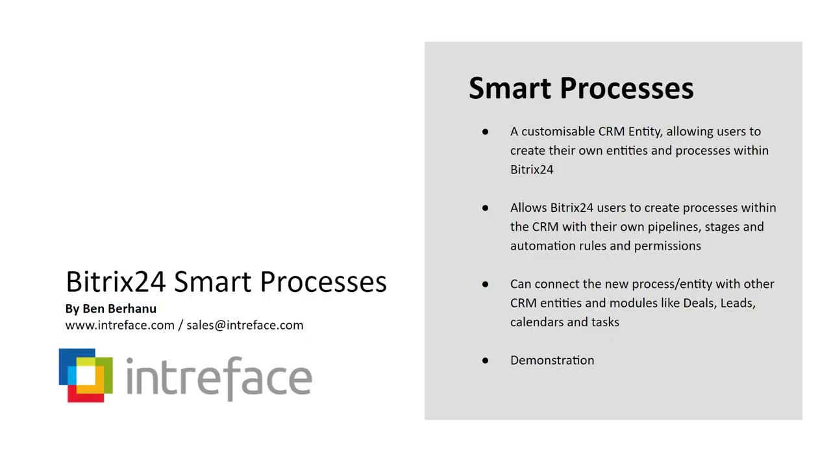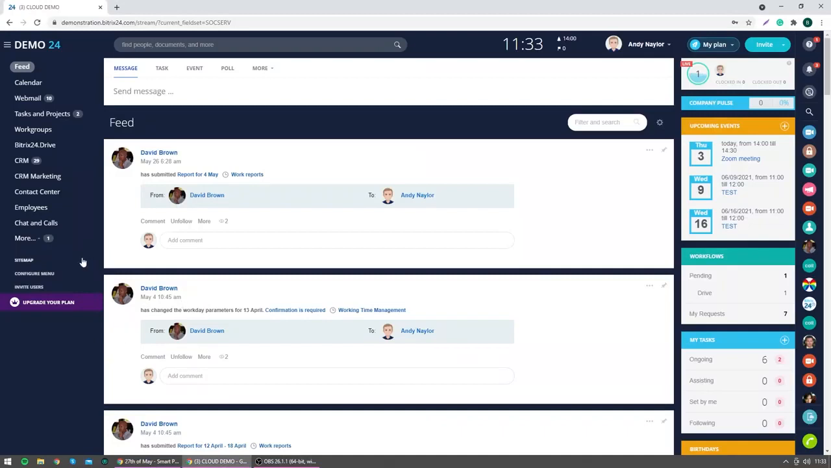Smart processors are effectively a customizable CRM entity within the Bitrix24 CRM that allows users to create their own entity and processes. Within those processes or the entity, you can create your own pipelines, stages, automation rules, and permissions for each one of these entities. And these entities can then be further connected to other CRM entities and modules like the deals, leads, contacts, as well as you can also connect them to calendar events and tasks. And I'll quickly demonstrate how this works.